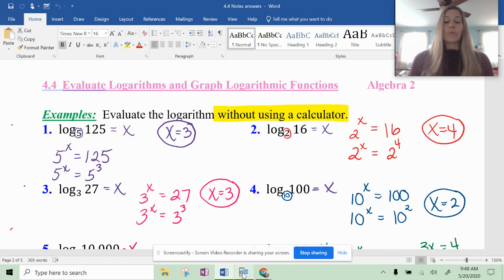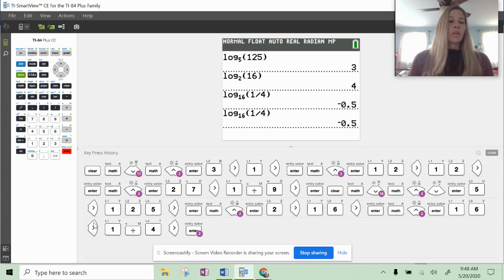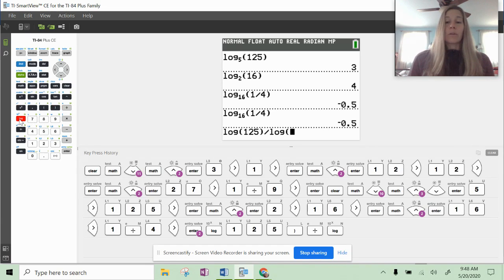And I'll show you how you would put that on your screen. If you do not have one of the newer calculators, you would just do your regular log and put in 125. Then you would divide that by the regular log button again with whatever that little base number was, which in that case was 5. What I'm typing in here gives you the same answer as typing in log base 5, 125. It's the same thing. You should get 3.